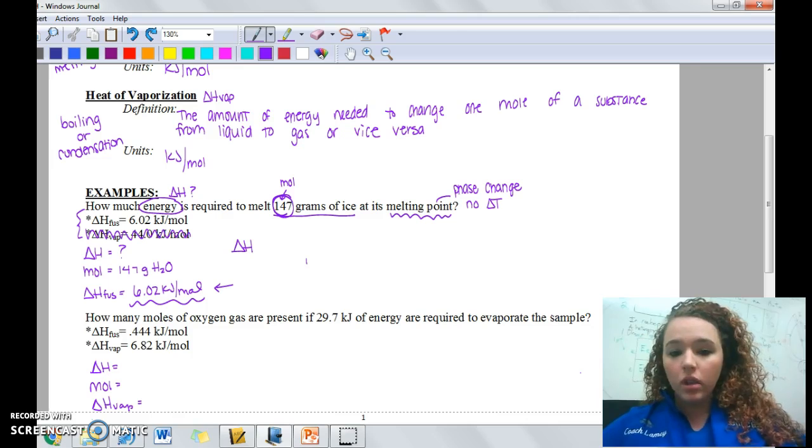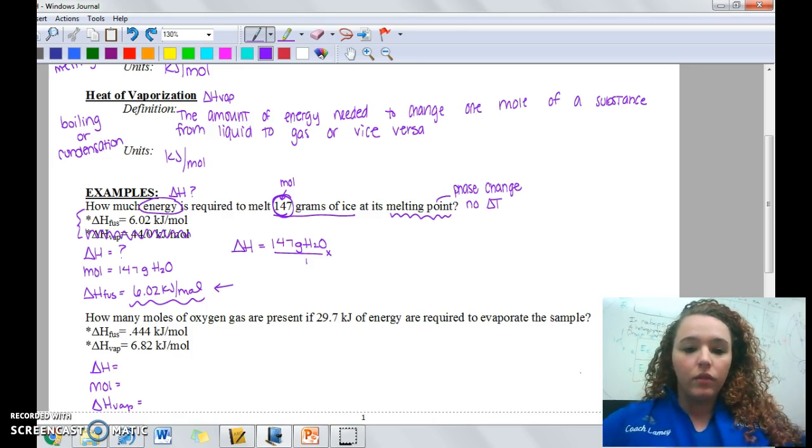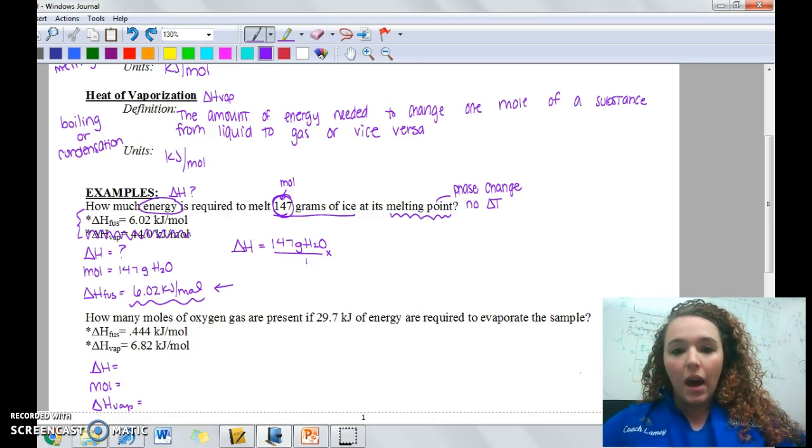So in order to solve for delta H, what I'm going to do is start out with my grams. I'm going to just put this all into one equation so that I can do this as simply as possible. And I know that I can convert from grams to moles by dividing by my molar mass.